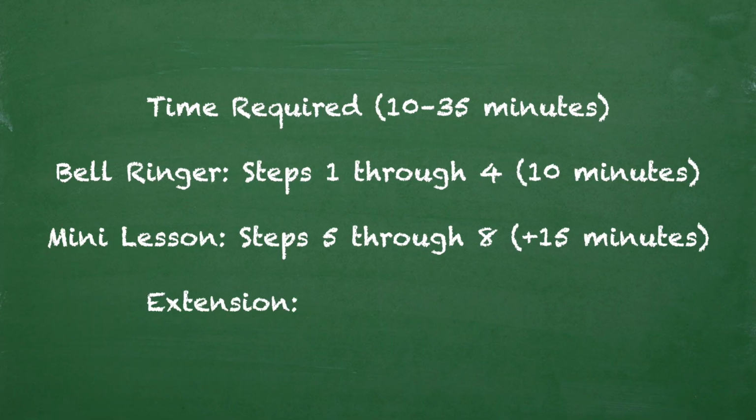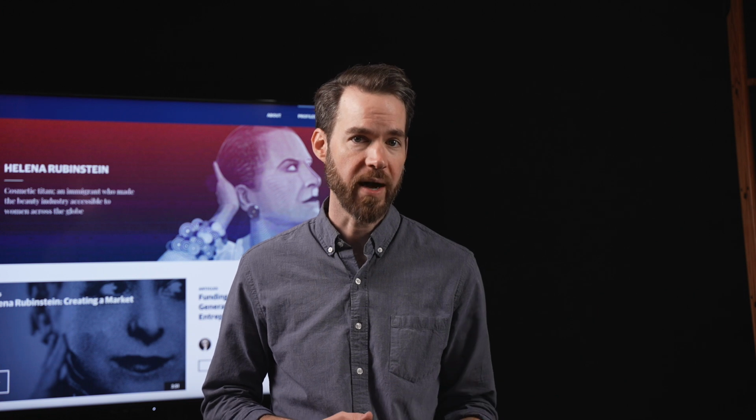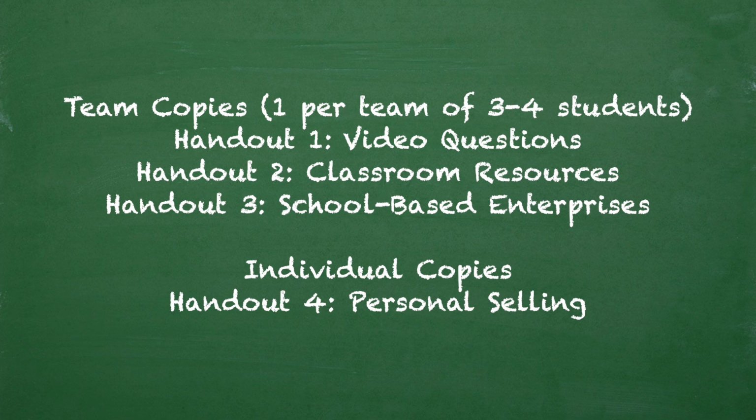For Lesson 3, the time required ranges from 10 minutes for the bell ringer to 35 minutes for the full lesson and extension activity. All necessary materials are provided, including visuals, student handouts, links to online resources, and a detailed list of instructions. Before class begins, print team copies of Handout 1, Video Questions, Handout 2, Classroom Resources, and Handout 3, School-Based Enterprises. Print individual copies of Handout 4, Personal Selling.